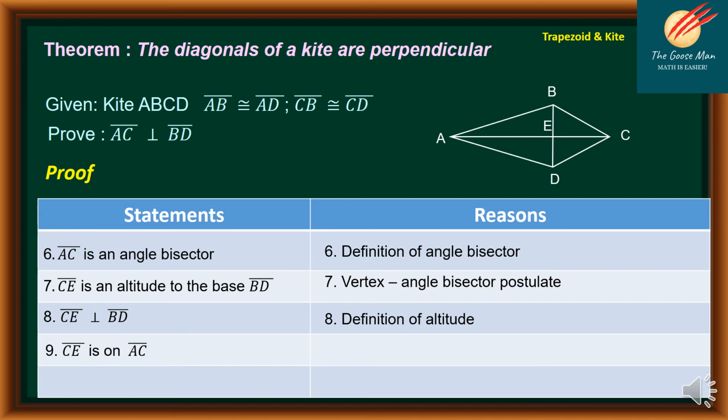And number 9, CE is on AC. Take note that CE is on AC. We have the definition of collinearity. And finally, we can say that AC is perpendicular to BD because of transitivity.